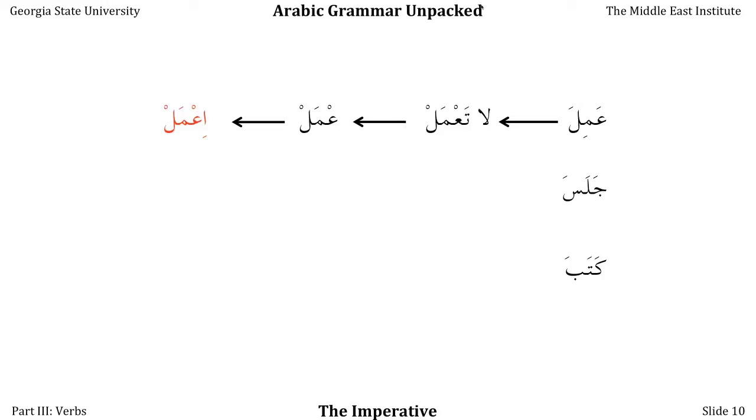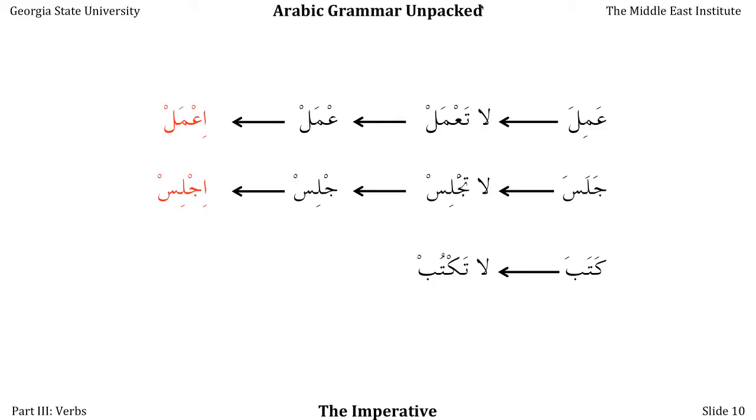For the verb jalasa, in the present tense, it uses kasra, la tajlis, don't sit. We take off the ta, and we're left with jlis. Since it doesn't use dhamma in the present tense, we use kasra as our helping vowel, ijlis. But kataba, on the other hand, when we put it in the present tense, it uses dhamma. La taktub, don't write. When we take off the ta, we're left with ktub. And so because it uses dhamma in the present tense, we use dhamma as our helping vowel. Uktub is the command for write.